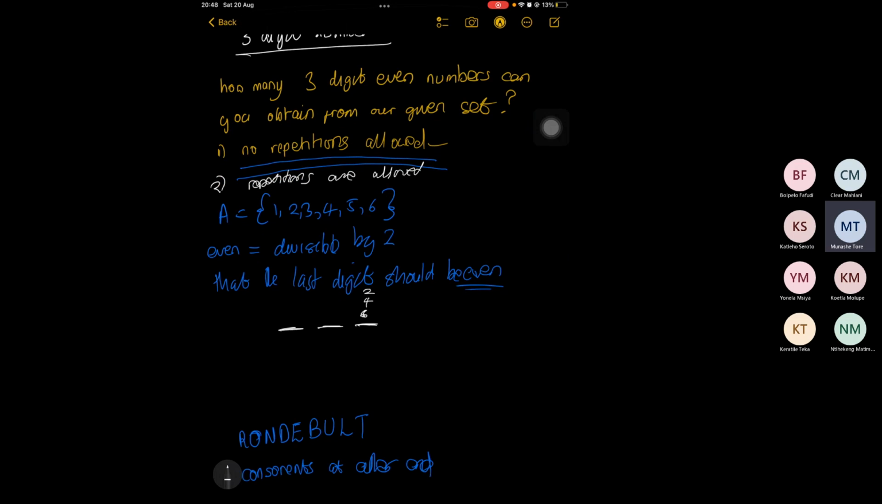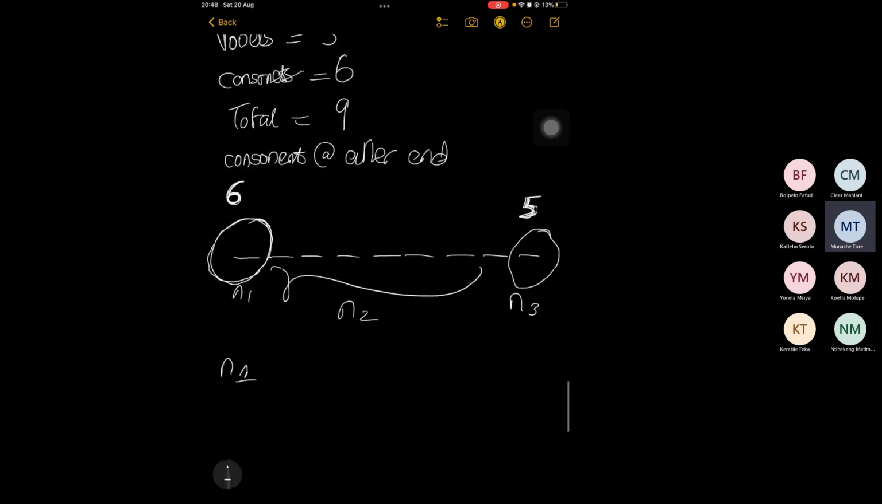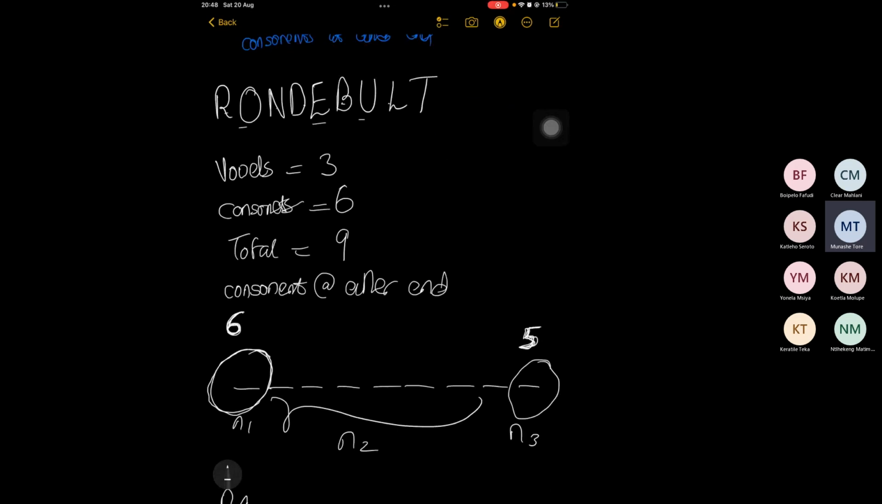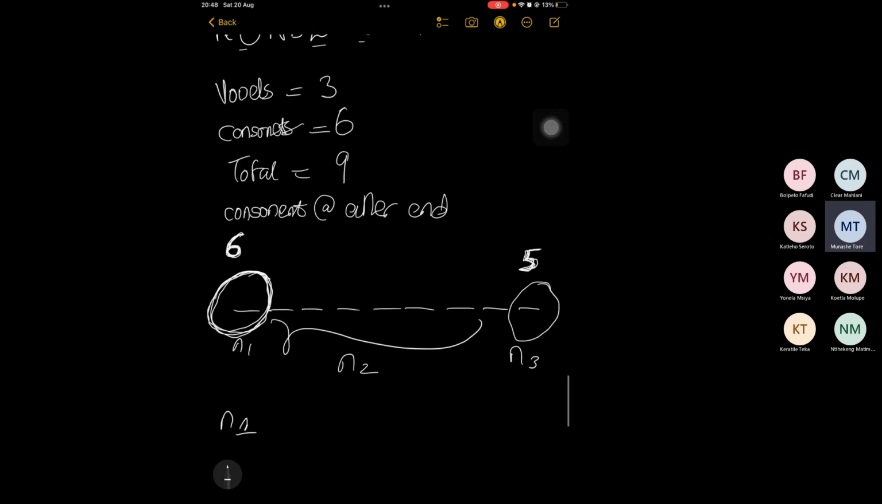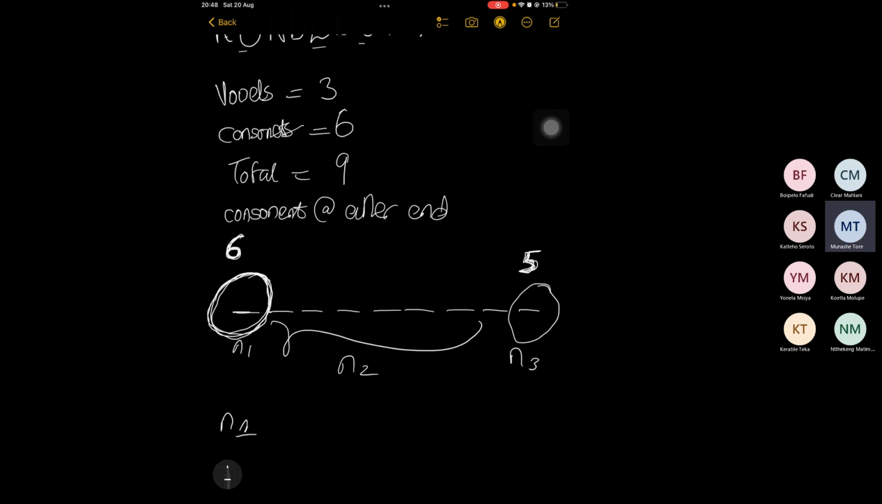Then we said we have 2, 4, or 6. In case 1, we have 2 here, so that's one number. Then we have 5 numbers, then 4 numbers, and we just multiply as it is. Then we come to this one now. We have 6 consonants that you can include on the first position, which is fine, isn't it?